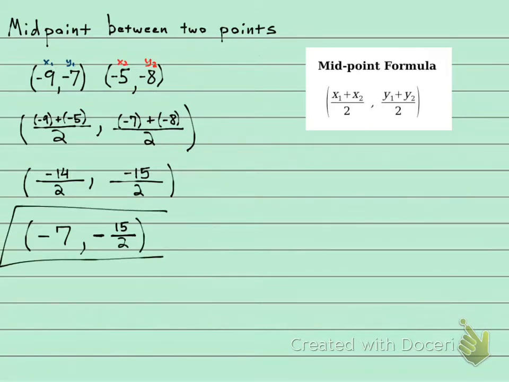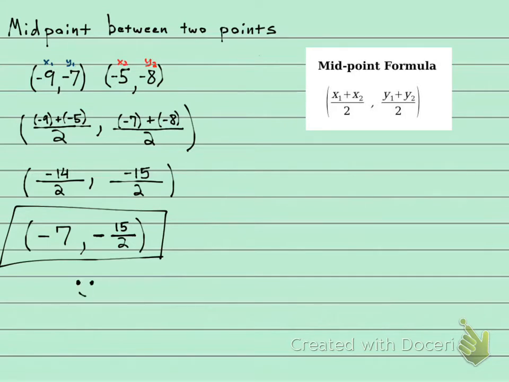Okay, in algebra, we're almost always going to keep our answer as a fraction. Yeah, you could turn this into a mixed number. You could say 7.5 if you wanted to, -7.5. But we're almost always going to keep it as an improper fraction.